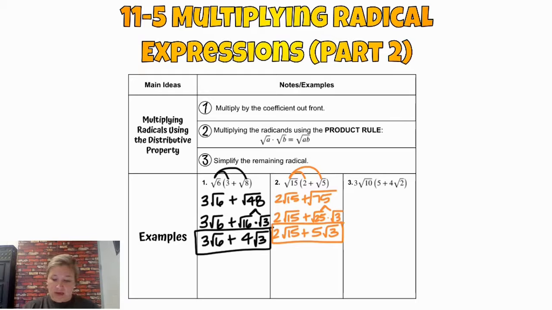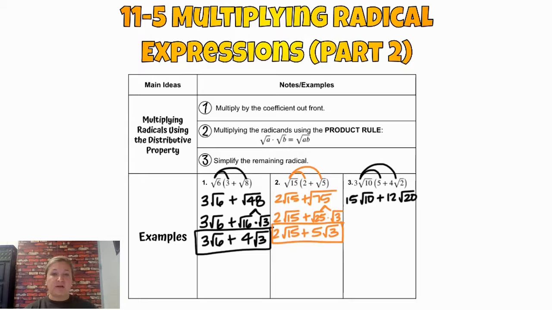Then let's look at example 3 here. So this one looks a little bit different because I have a coefficient and a radicand, so I'm going to have to multiply there. So I'm going to multiply both of these times here and here. So I'm going to have 3 times 5, that makes 15 square root of 10. So that stays there. Then I'm going to do plus, 3 times 4, which is going to give me 12. And then 10 times 2, which is going to be the square root of 20.